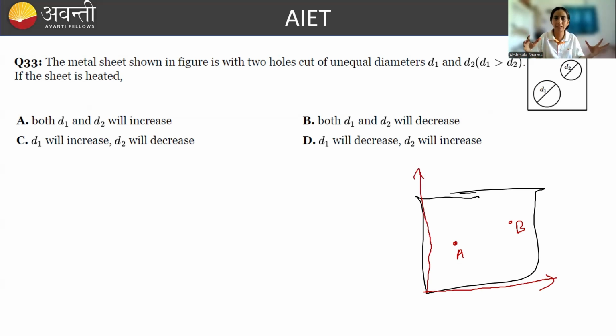So overall this seat dimension will increase. And if that is happening, distance between A and B will also increase. Similarly, if we are heating the seat which has spherical holes, let me take these 2 points. This is A and this is B. If you are heating, distance between A and B will increase. It means what is going to happen? Diameter D1 value will increase. Similarly, D2 will increase. So correct answer should be A. Just a logical thing.